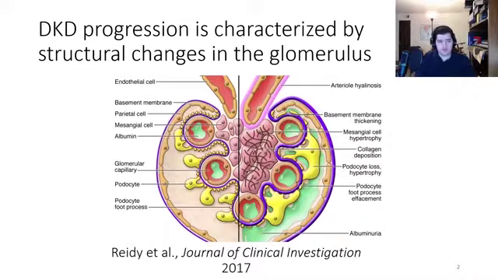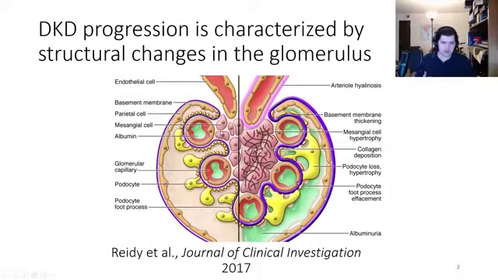Diabetic kidney disease progression is characterized by changes to the tissues of the glomerulus, the initial site of filtration for urine inside of the kidney. Some important structures to note are the podocytes, these cells in the Bowman space in yellow, and their foot processes, the smaller yellow portions. This purple membrane, the glomerular basement membrane, the capillaries, and the mesangium.